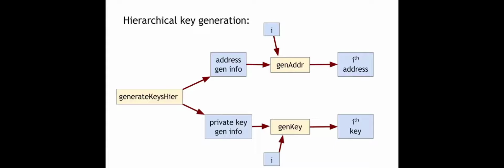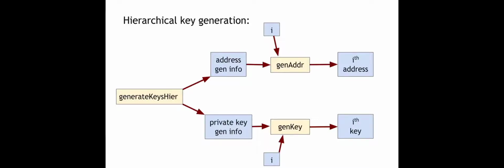First, that the ith address and the ith key match up and correspond to each other just as if they were generated the old-fashioned way. And what I mean by that is that a coin that's transferred to the ith address will be spendable and controllable by somebody who knows the ith key. So these behave just like a regular address and a regular key.